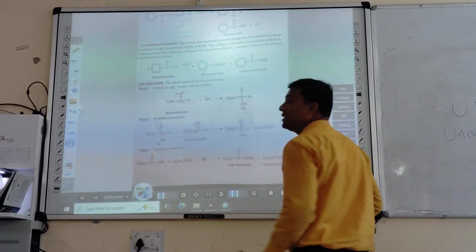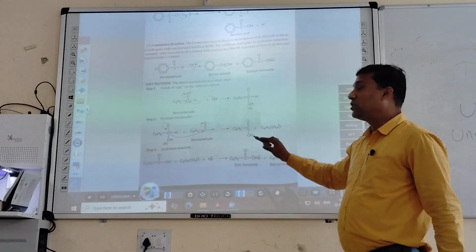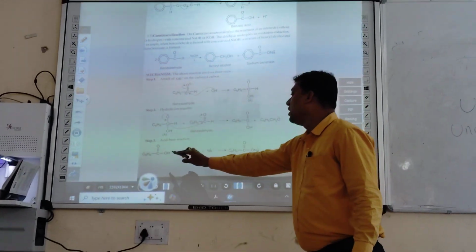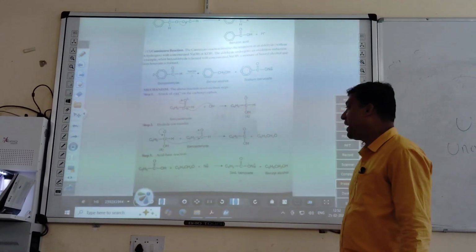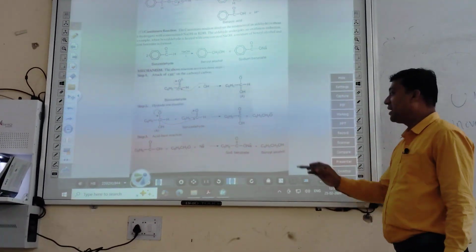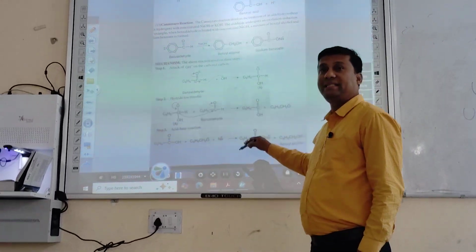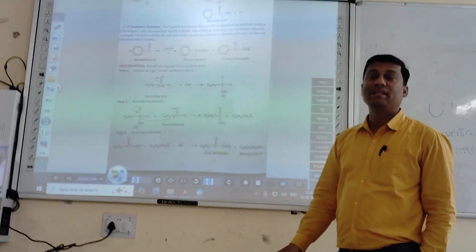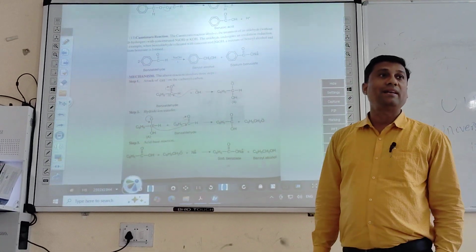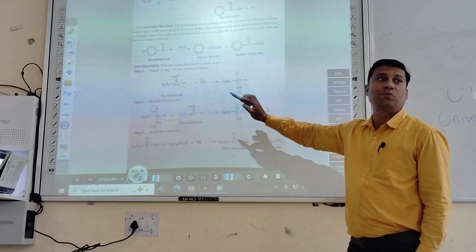In step 3, only the acid base reaction takes place. The two products from step 2 act as reactants in step 3, and they react in the presence of Na plus ion to form two products: sodium benzoate, the sodium salt of the acid, and benzyl alcohol. This is the mechanism of the Cannizzaro reaction, which involves step 1, step 2 and step 3.